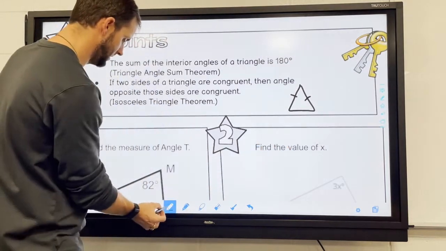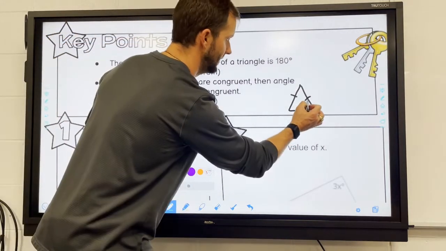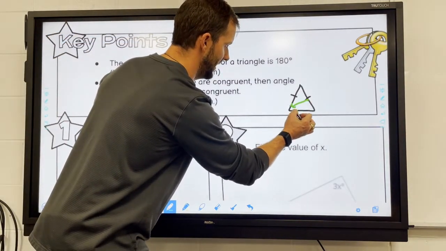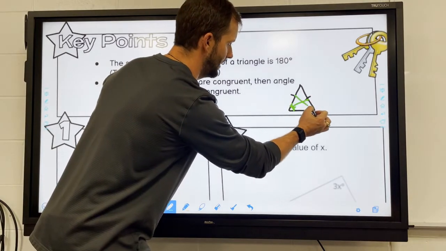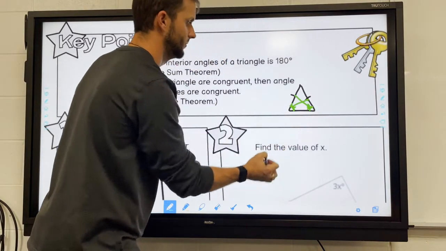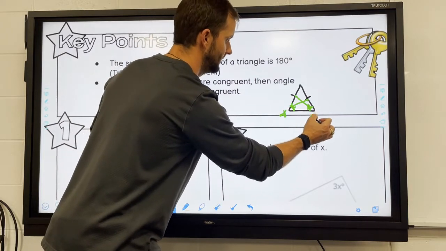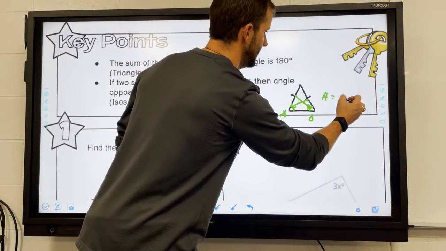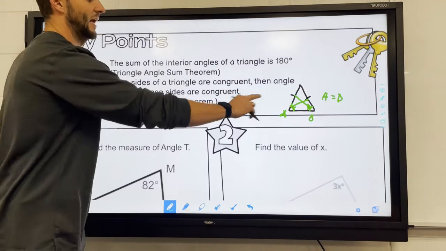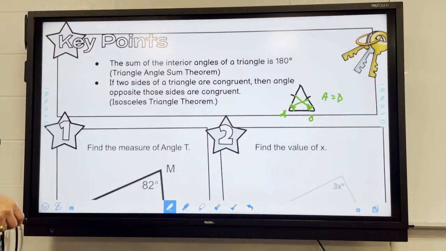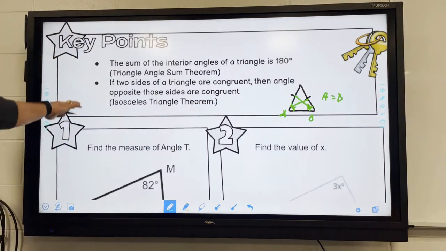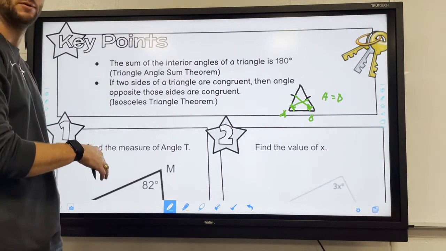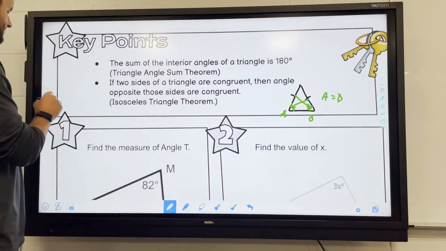So that means, I'm going to use a different color, that this angle opposite of that, and this angle opposite of that right there, are going to be equal to each other. So if this is angle A and if this is angle B, A is going to be equal to B. So the base angles, those bottom two angles, are going to be equal to each other, okay? So we're going to take these and apply them to some examples and see how it works. So let's go to example number 1.